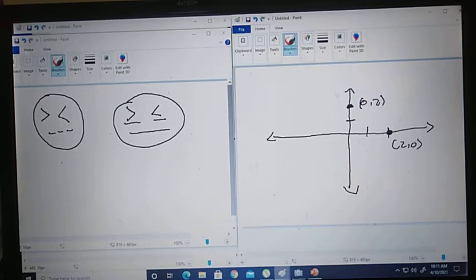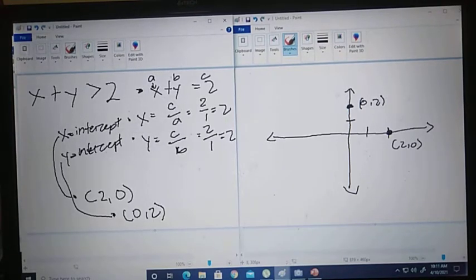Now, as you can see, let's go back to our example. So as you can see, the inequality used is a greater than. So what will I use? I will be using a solid line as to graph. Okay, mag-solid line tayo. So bahala na kayo kung hanggang saan nyo gusto yung line.